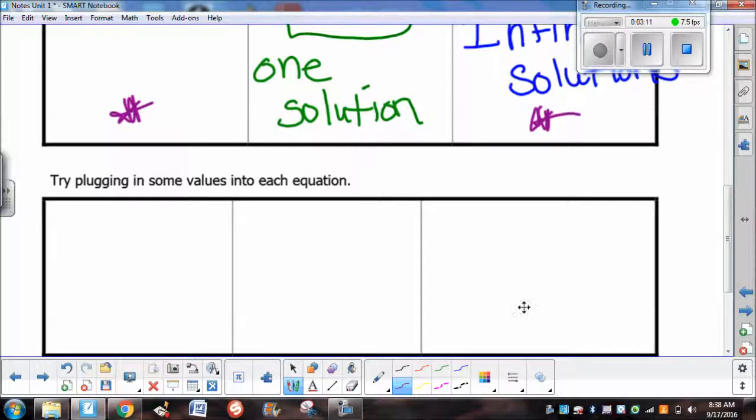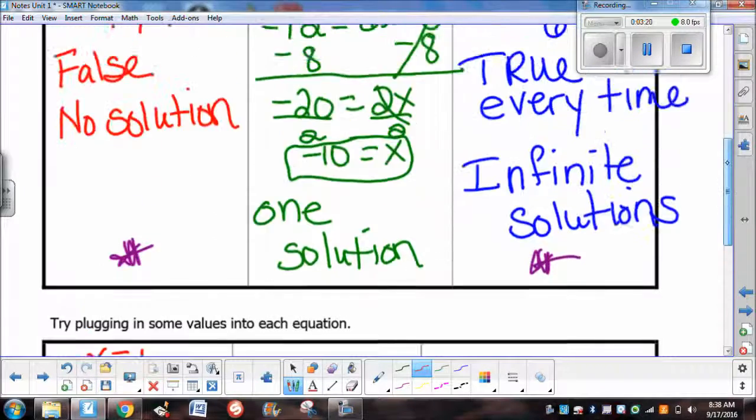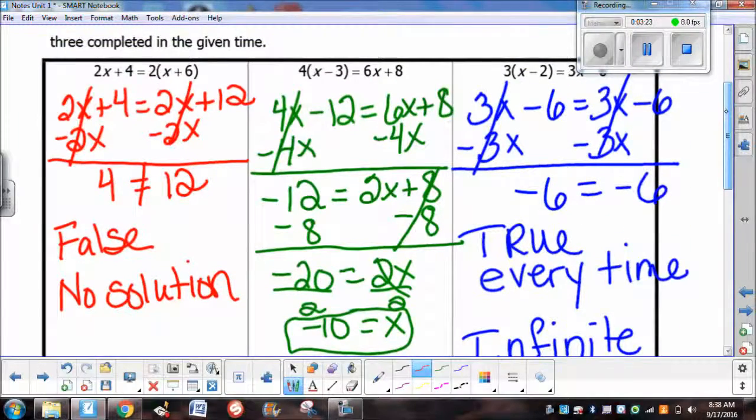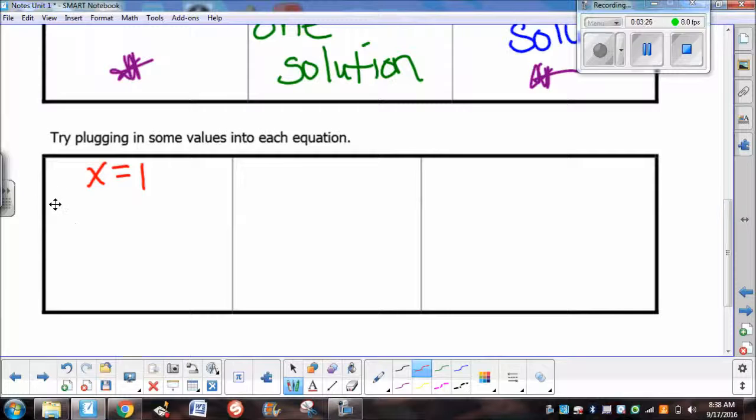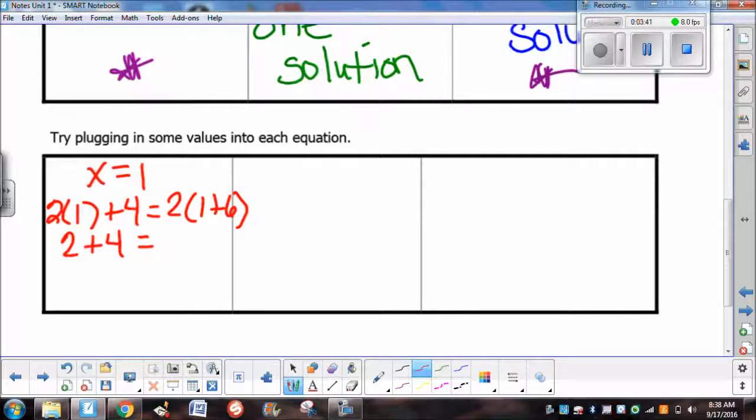So it says try plugging in some values into each equation. So in the first one, I might pick x equals 1, just because it's nice and simple. And I look back to my original equation, and I put a 1 in where I see the x. So I'd say 2 times 1 plus 4 equals 2 times 1 plus 6. So on the left-hand side, I'd say 2 plus 4 equals 2 times, let's do what's inside the parentheses here, 7. Does 6 equal 14? Nope. So that confirms that this is false.